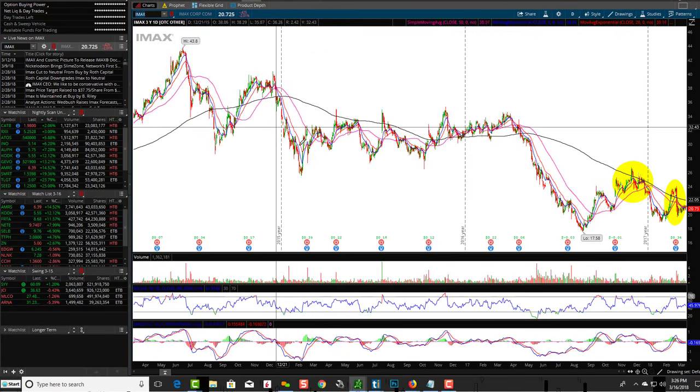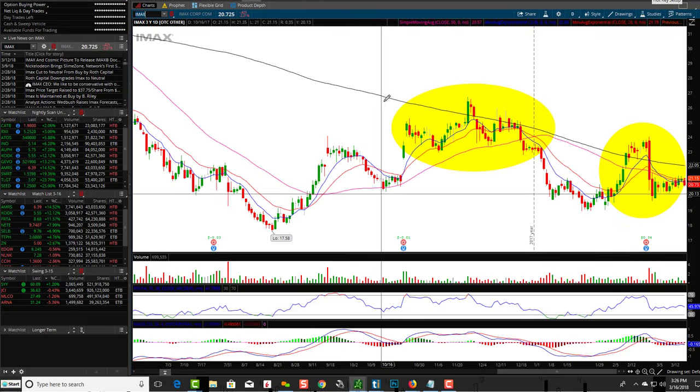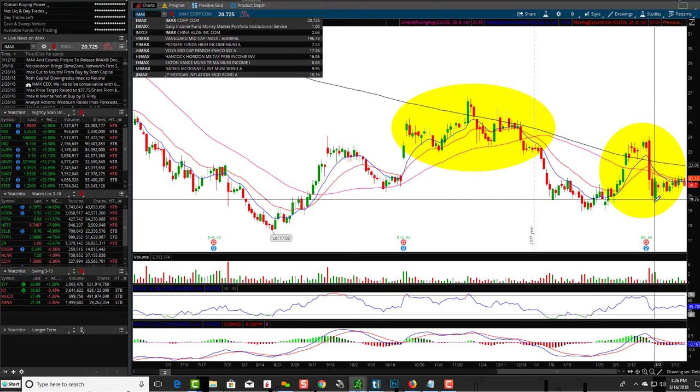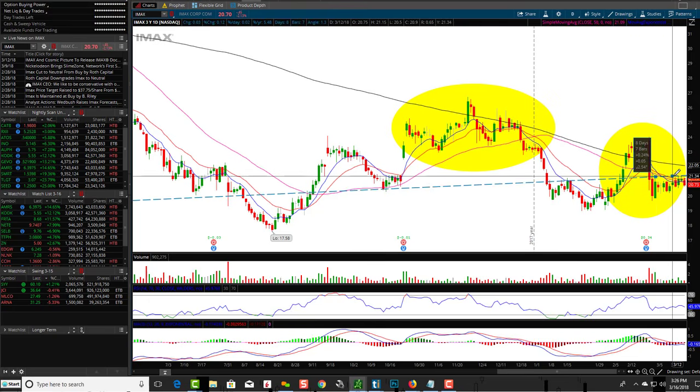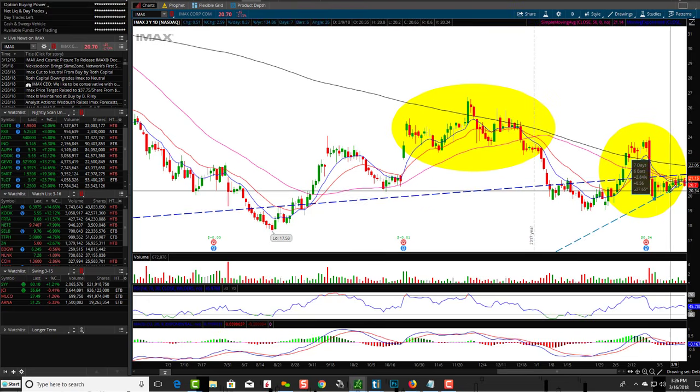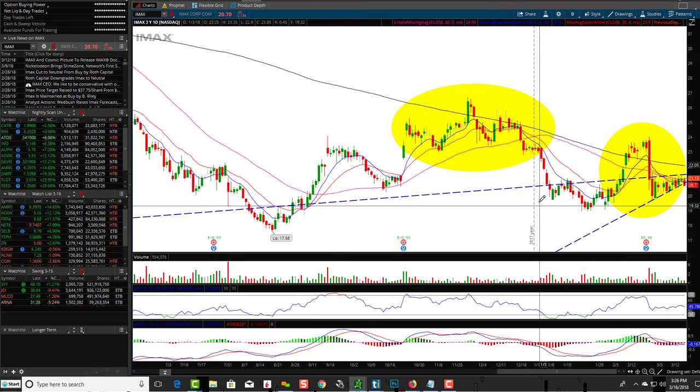IMAX. So this one right here, if you zoom in here, this got a really nice cup and handle formation forming over here. So we'll see what happens. Looks like, you know, maybe it'll break down. We'll see. It's looking a little bearish. Cup, handle might be breaking down, but zoom out a little bit.